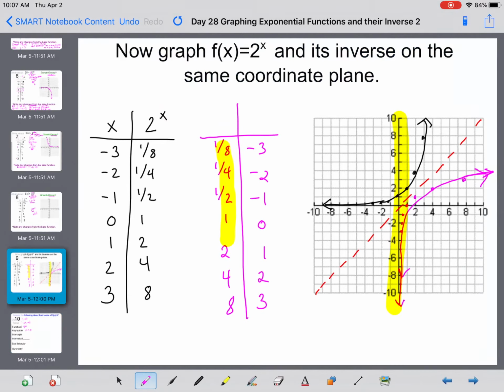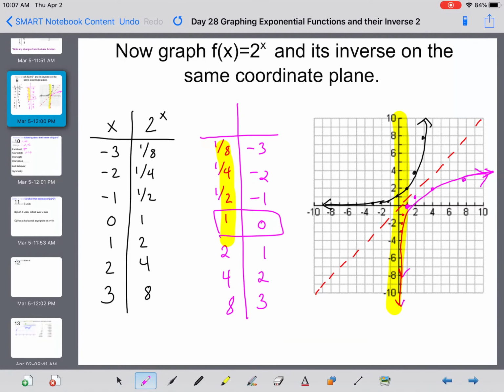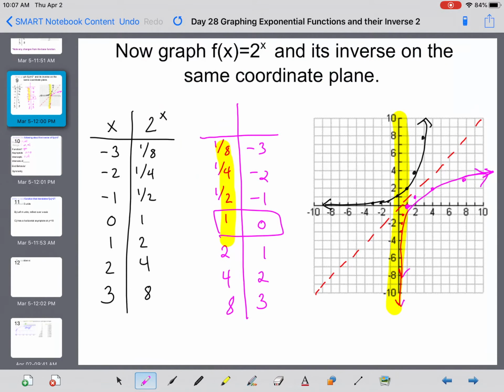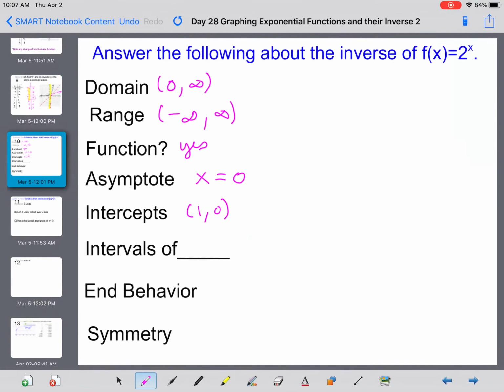Intercepts, well, let's look at the graph here. It looks like I have an x-intercept at the point (1, 0), or I could look at it in my table. And now there is no y-intercept. I'm never touching the y-axis. I'm getting unbelievably close to it, but I'm never actually touching it. And now for my intervals, I have intervals of increase. My intervals of increase are over the domain of this function, so I have a new domain here from 0 to infinity, and my function is increasing over that entire domain.